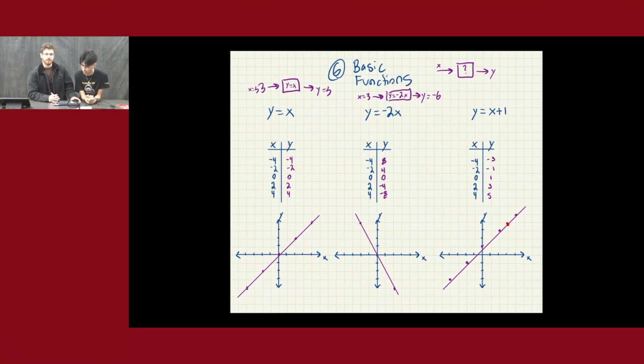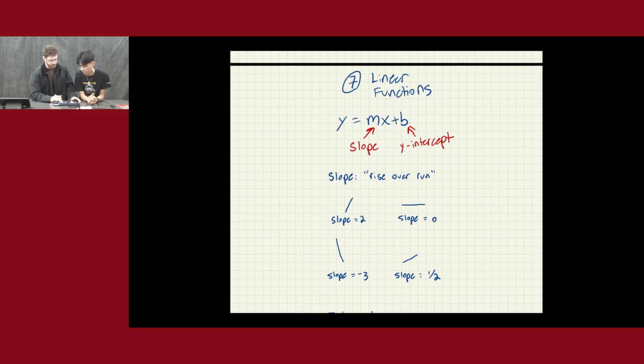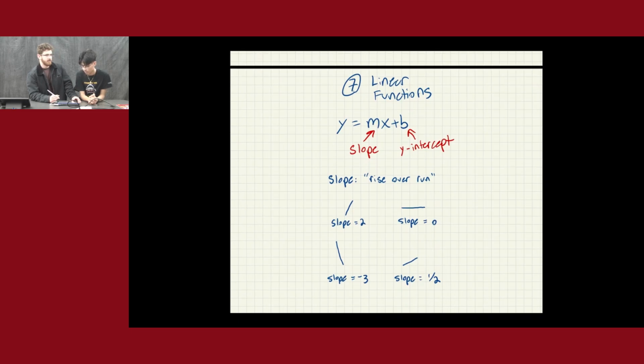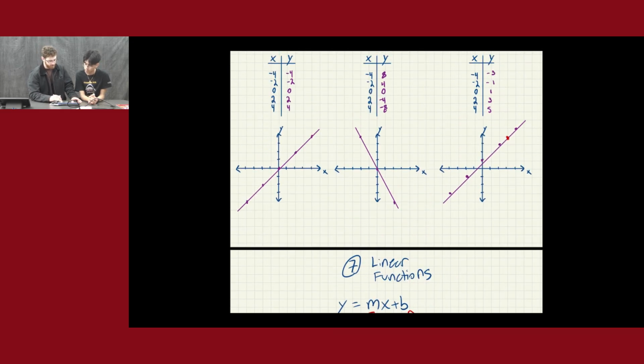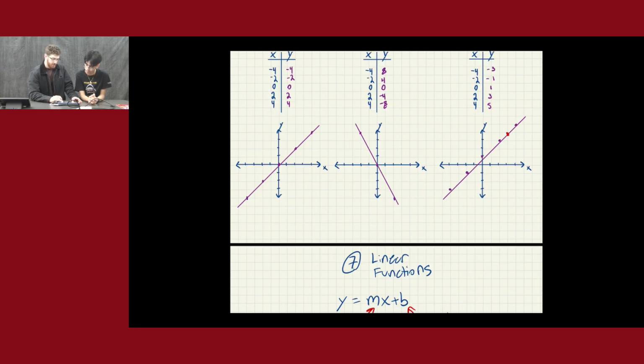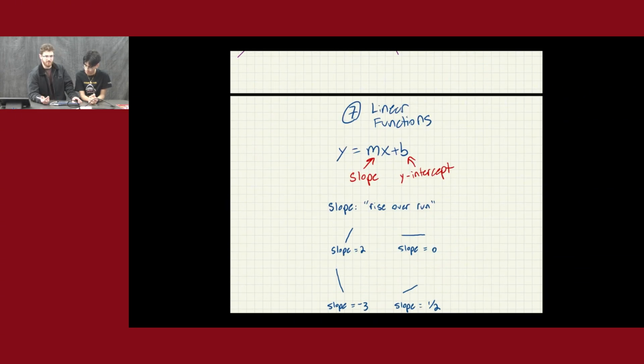Now, the very last thing that we're going to go over today is linear functions. And so it sounds complicated. It's exactly what we just did. Linear is just a line. And so, all of these, I said, they're just lines. And then functions is what we're, again, just doing.